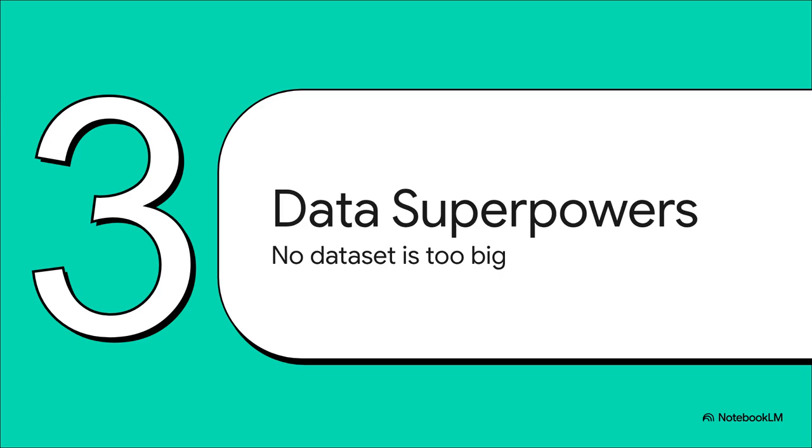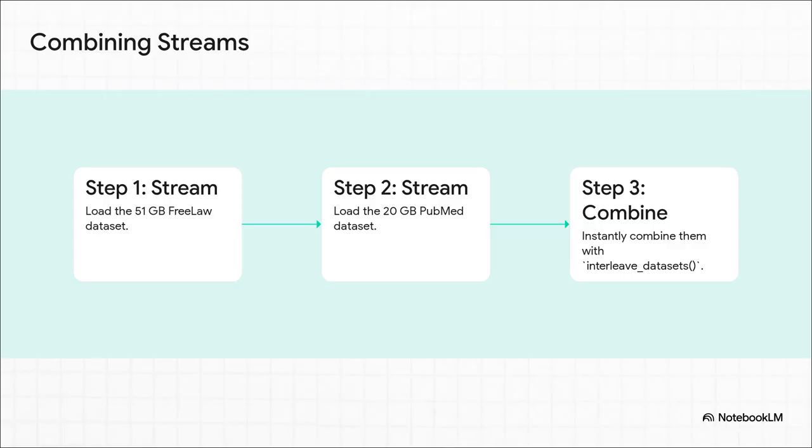Let's take a look at what you can actually do now. Check this out. Let's say you need to combine two huge datasets. How about the 51 gigabyte Freelaw dataset with that 20 gigabyte PubMed data we saw earlier? Normally, that would be a nightmare. But with streaming, it's easy. Step 1, you load the first stream. Step 2, you load the second stream. And step 3, you just combine them, and it's instantaneous. No waiting, no memory crashes, you just get the result.